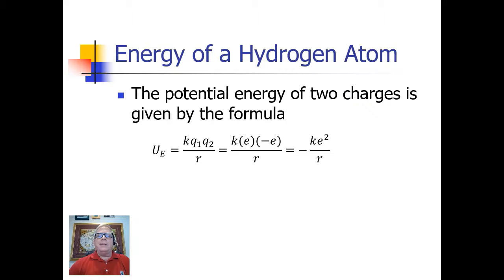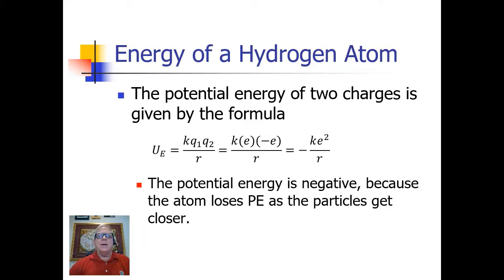Now the potential energy of two charges is given by the formula k Q1 Q2 over r. Here again, the charges are both the fundamental charge. One of them is negative though, and that does give us a negative potential energy, which is what we expect. If we have our zero for potential energy out at infinity, then as the particles come closer together, they are losing potential energy, so we should expect a negative potential energy.